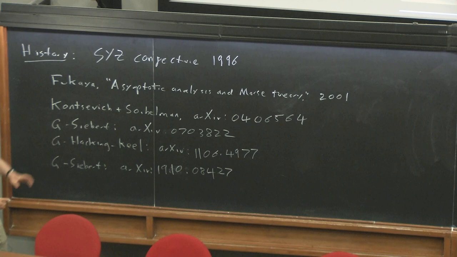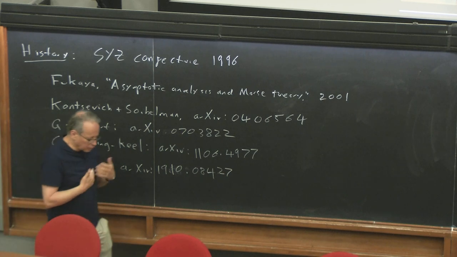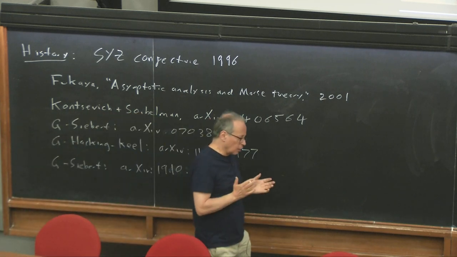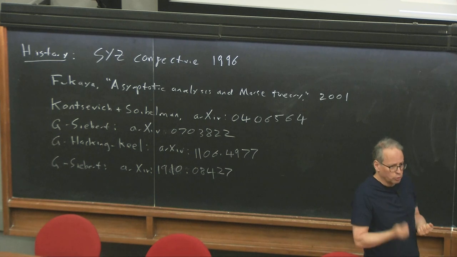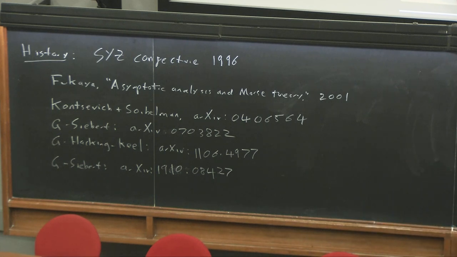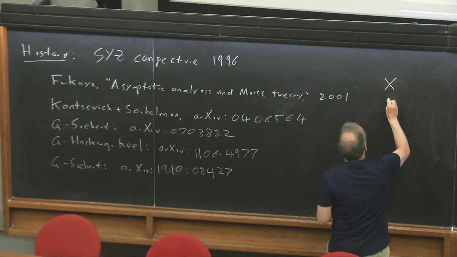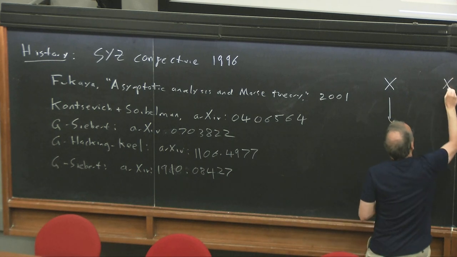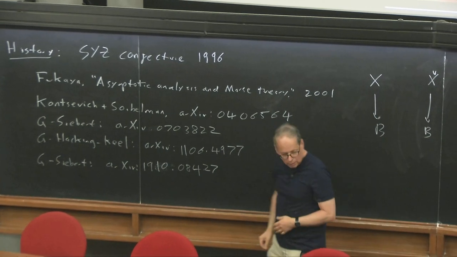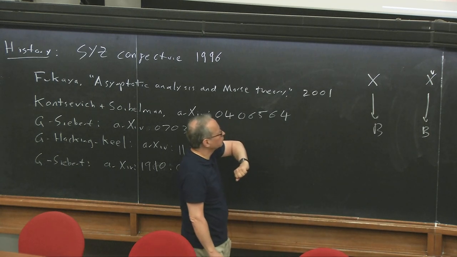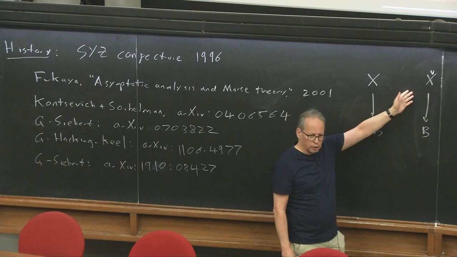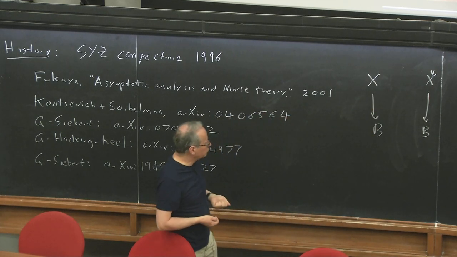So the story I'm going to talk about really begins with the Strominger-Yau-Zaslow conjecture in 1996, which gave an explanation for mirror symmetry in terms of T-duality. In particular, it suggested that mirror symmetry could be explained by having dual torus fibrations. So on a Calabi-Yau X and its mirror X check, each should have torus fibrations, something like X to B and X check to possibly the same manifold B. These would be torus fibrations, special Lagrangian was usually assumed. And then to go from X to X check, you dualize these torus fibers.